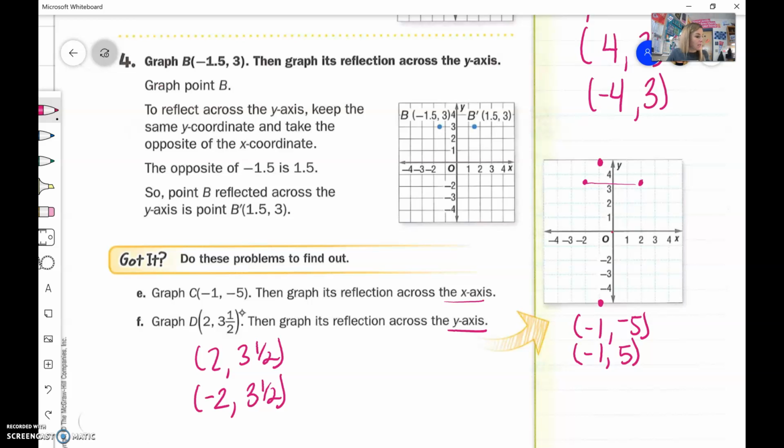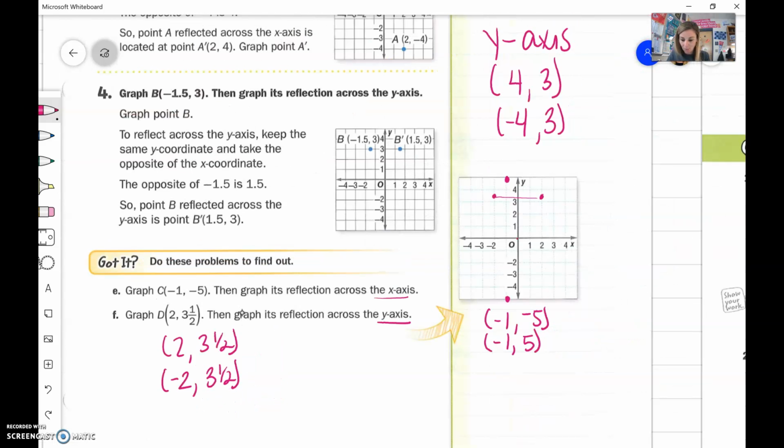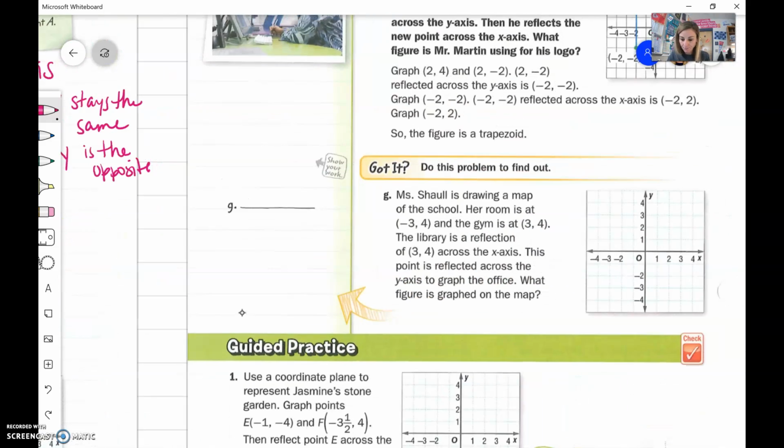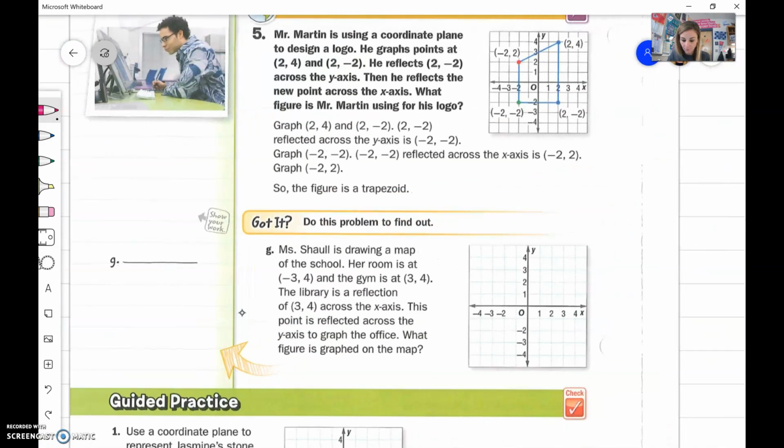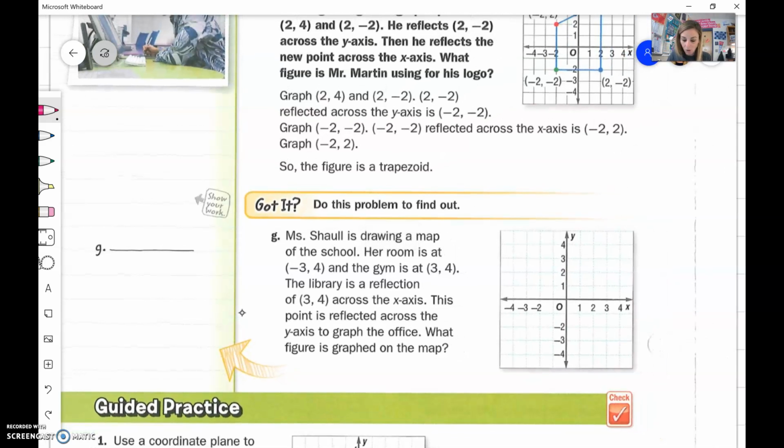Okay, let's take a look at this next page. All right, it says, Mrs. Scholl is drawing a map of her school. Her room is located at -3, 4. So I'm going to go -3, +4. That's her room. Okay, her gym is located at 3, 4. So over 3, up 4.